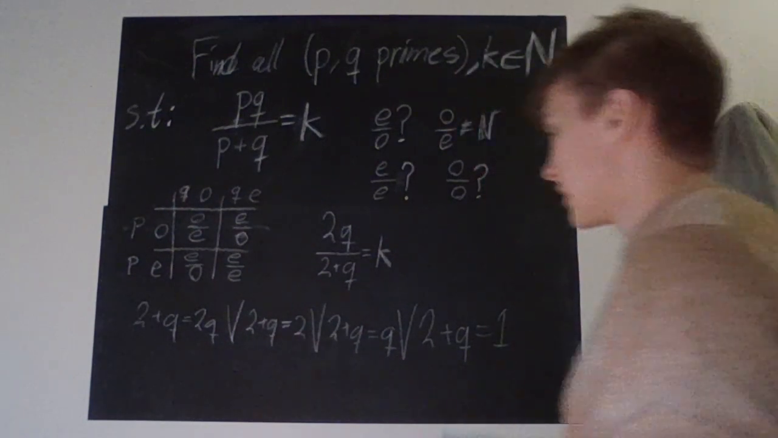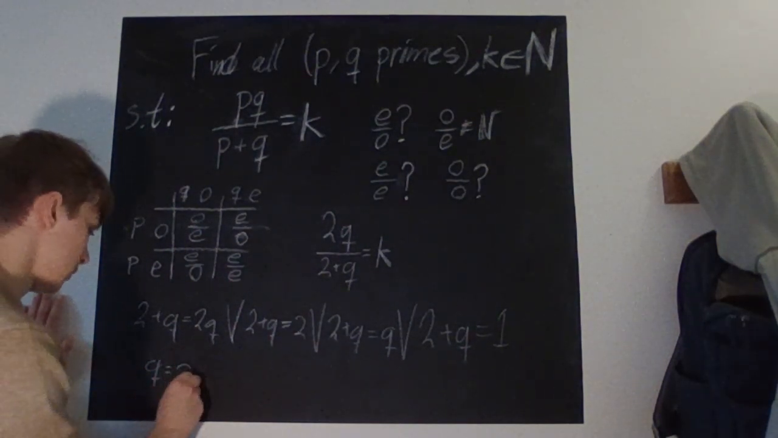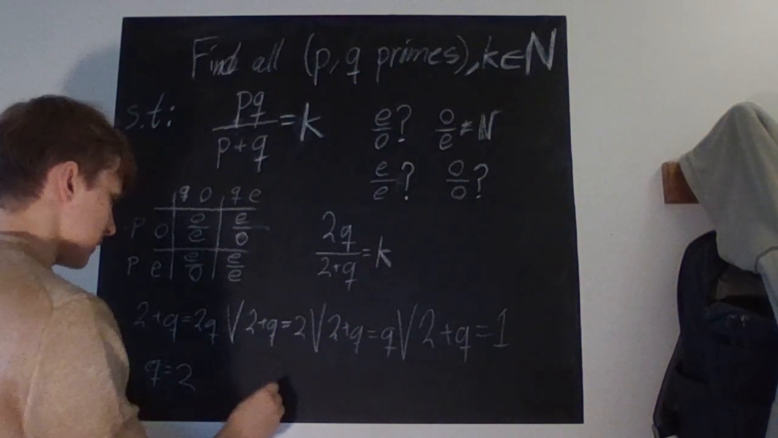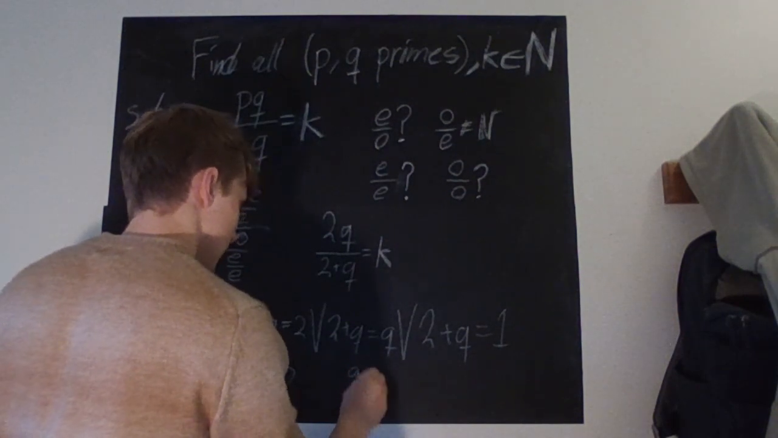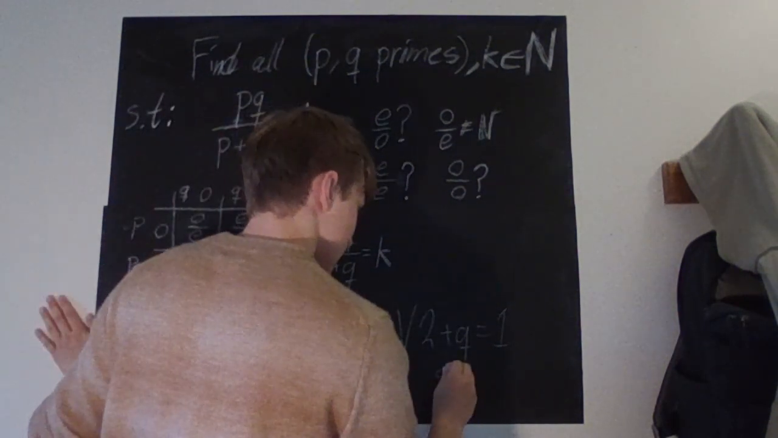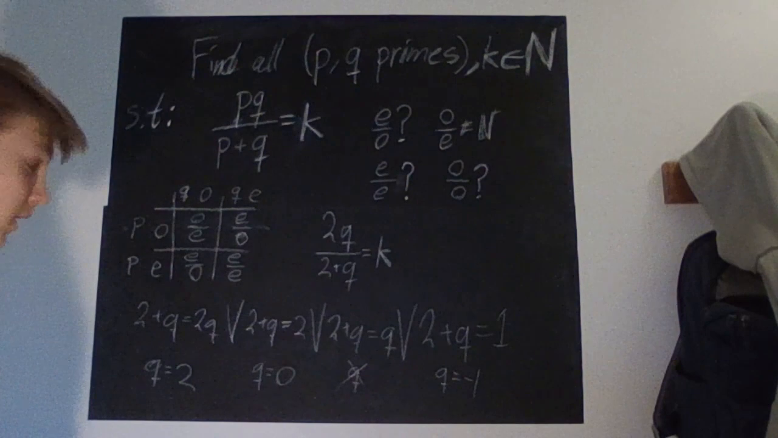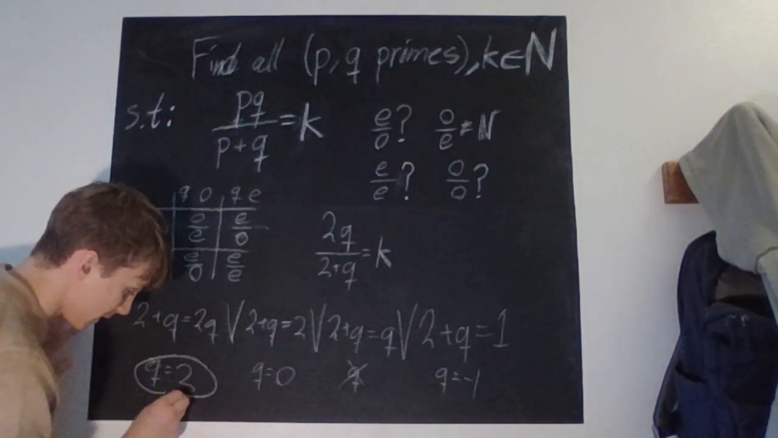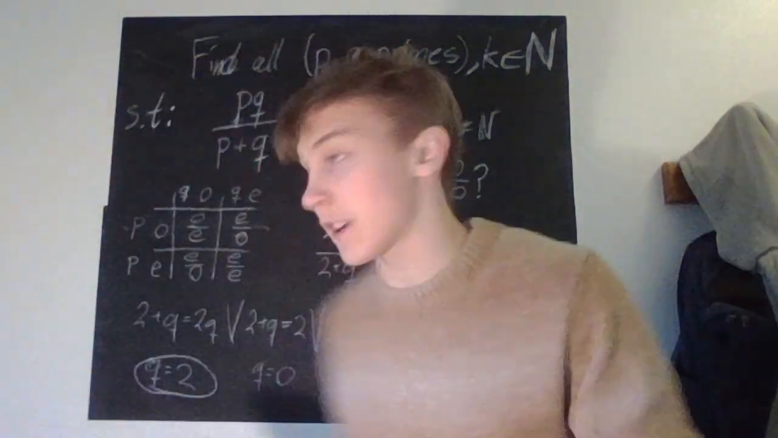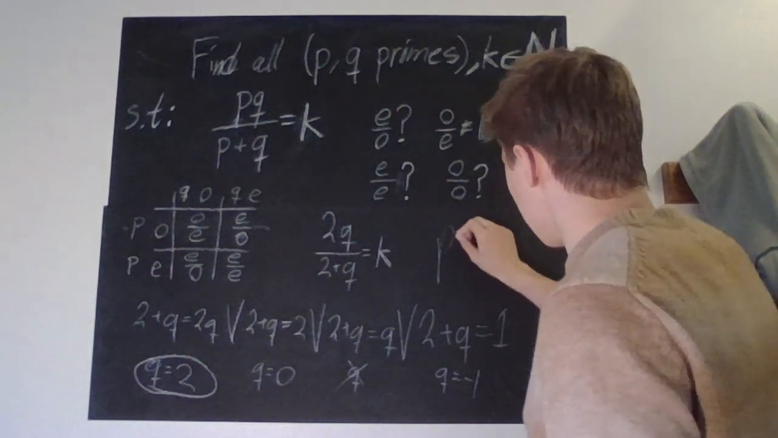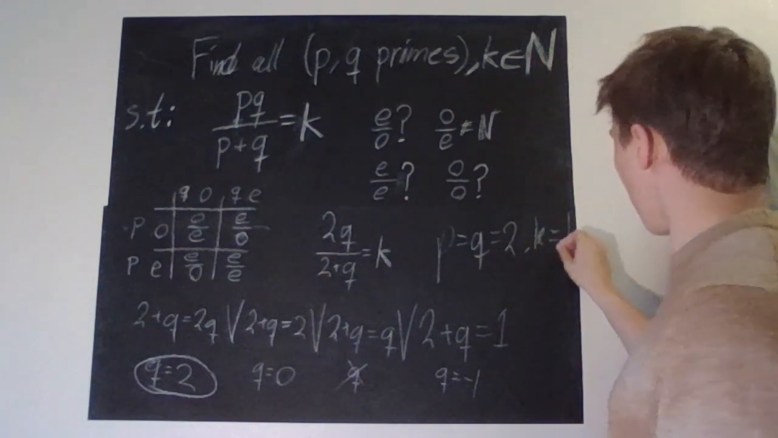And which of these cases makes sense? Okay, so this one gives that q is equal to 2. This one says that q is equal to 0. This has no solutions for q. And this says that q is equal to -1. And then I ask you, which of these is a prime? Only q is equal to 2. So that is the entire solution. Sorry, not the entire solution. So our actual answer is that p is equal to q, which is equal to 2, and then k is equal to 1.